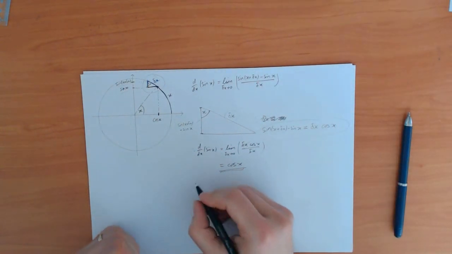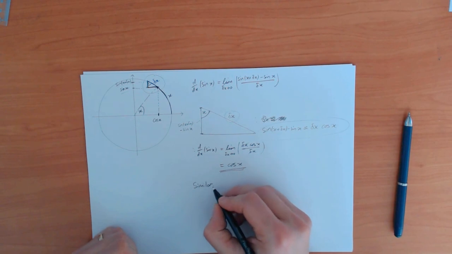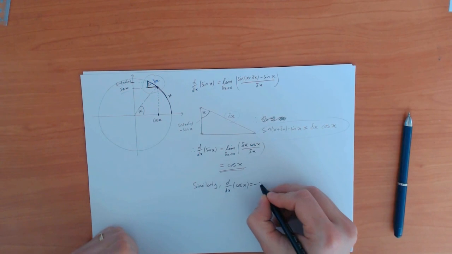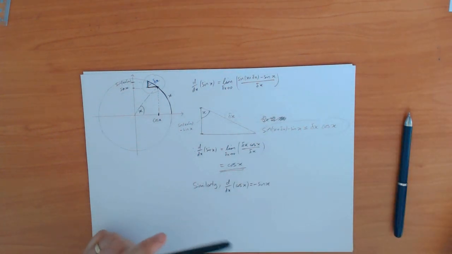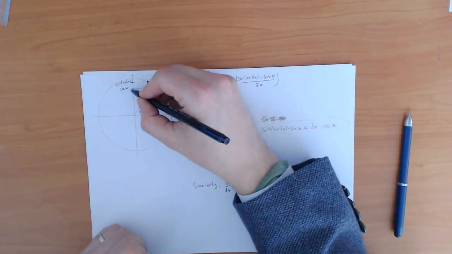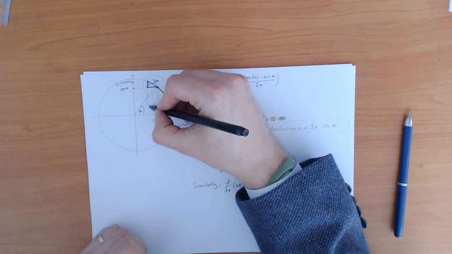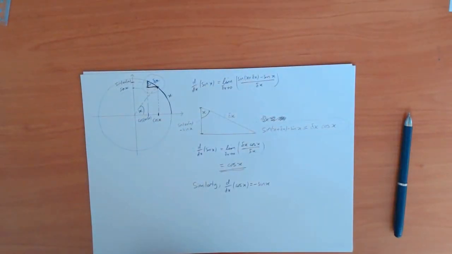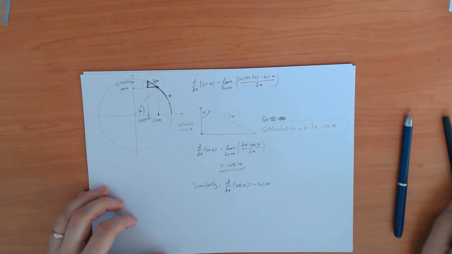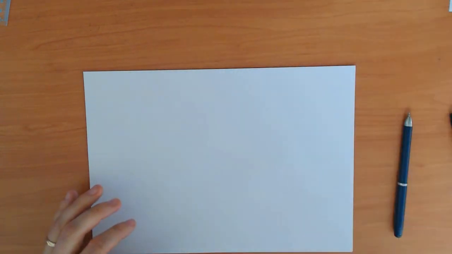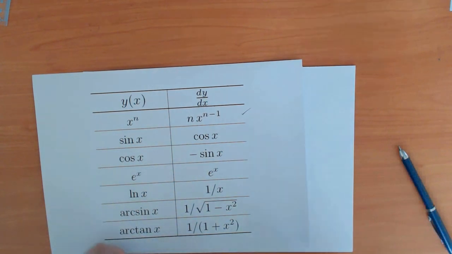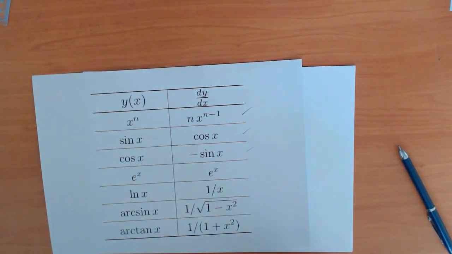Okay, and the argument for cosine is identical, so I won't do it. Similarly, you can show that d by dx of cosine x is equal to minus sine x. Okay, and the argument works in exactly the same way. I take this same circle, but instead of considering the projections onto this axis, I consider the projections down onto this axis. So this is cos of x plus delta x here. Okay, and applying the same argument, you get this result. So we have now done the next two on our list. So we've done this and we've done this. So next I've got to prove these two.